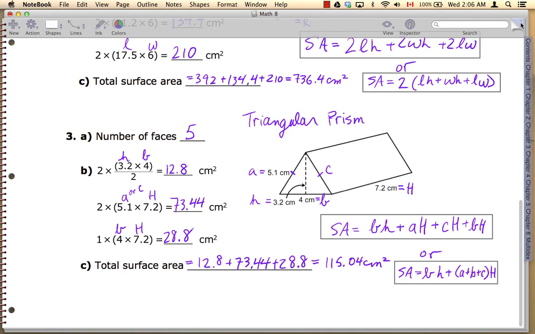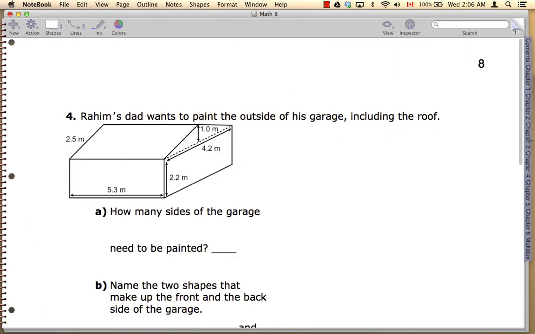Alright, so let's take a look at the next page. We've got Raheem, whose dad wants to paint the outside of the garage, including the roof. Which is a little bit strange, but okay, whatever. So let's just agree to call this the front of the garage. The number of sides for the garage that need to be painted is 6. So there's the front, there's the back, that's 2, and there's this one here, 3, 4, and then 5 and 6 on the other end that we can't see.